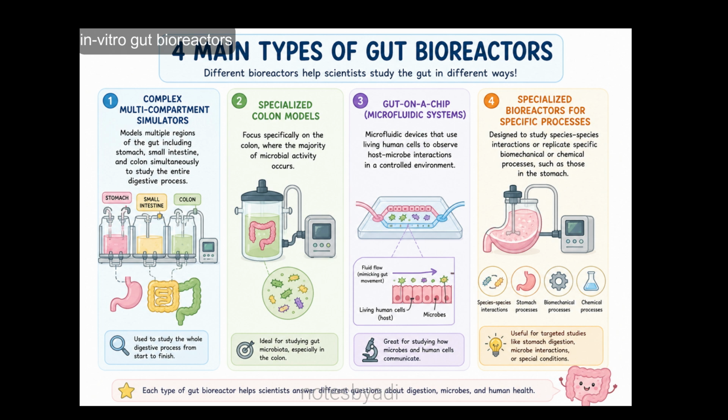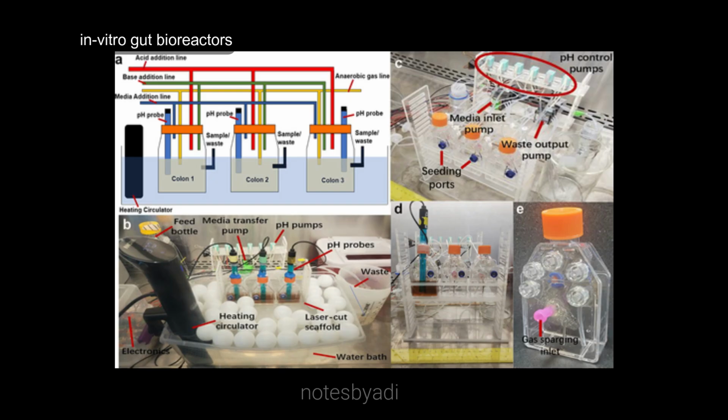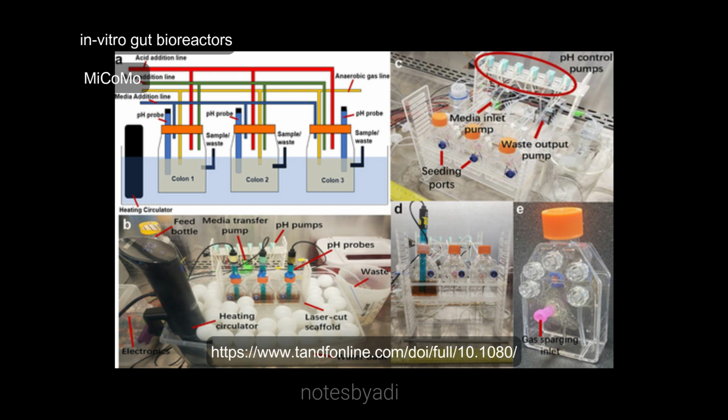Another popular bioreactor is the mini colon model, which is an example of a specialized colon model. This is also known as MICOMO and is a relatively low cost benchtop device. It makes the research on different gut regions more accessible as it consists of replicate bioreactors that can be run independently. This allows for high throughput multiplexing capability without requiring a fully anaerobic chamber.